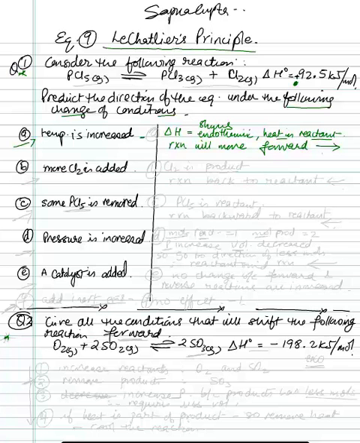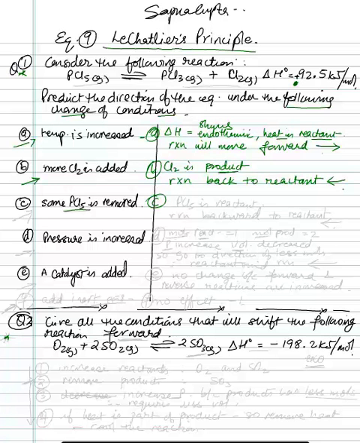If more Cl2 is added, Cl2 is a product. So if you're adding more product, you will shift your reaction back to reactants, because you just added more of the product there. It will shift to compensate and form more reactant. So this is A, B, then C.